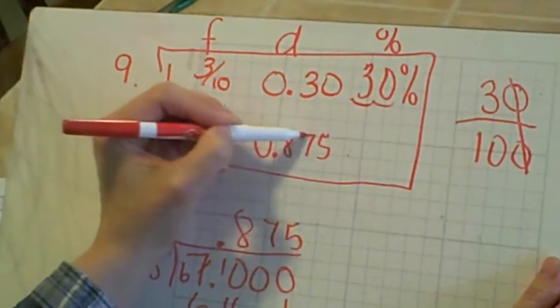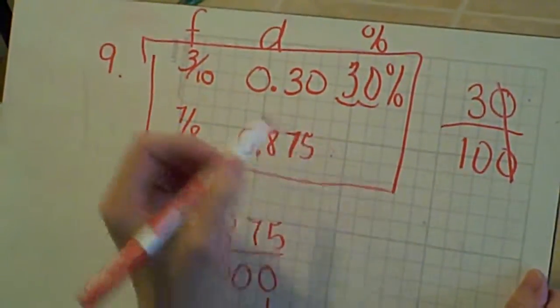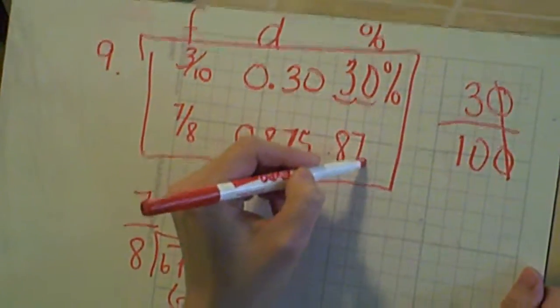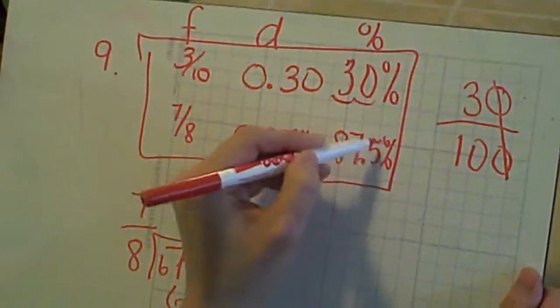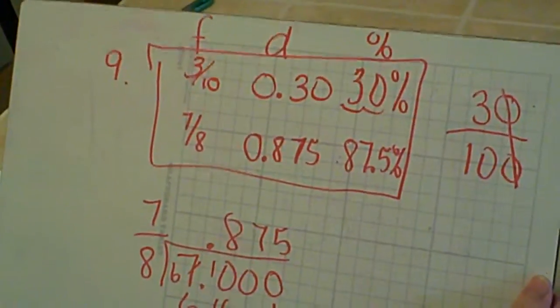0.875, and to change that to a percent, you're just going to move it over twice, remember, decimal to percent 2 places every time, so it's 87.5%. And I'll stop there and we'll move on with the next video at number 10.